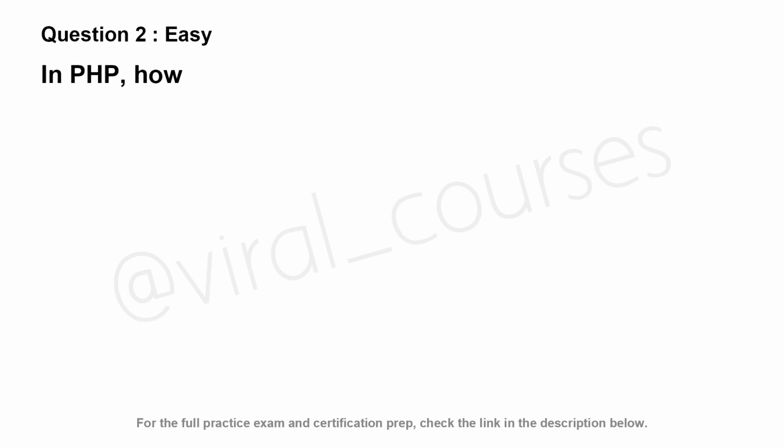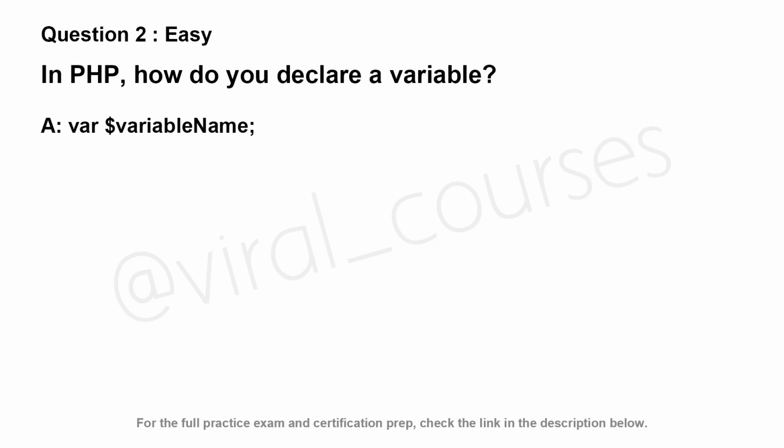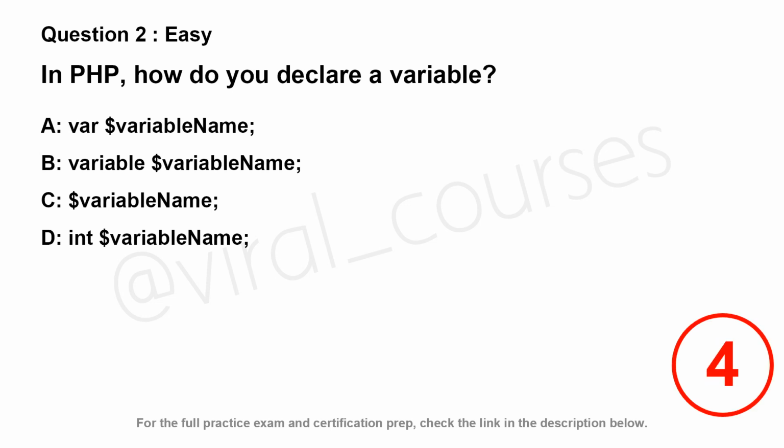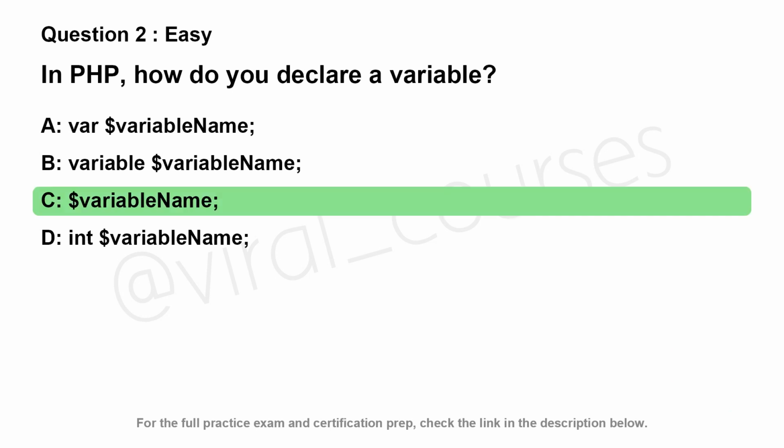In PHP, how do you declare a variable? Option A, var $variable_name. Option B, variable $variable_name. Option C, $variable_name. Option D, int $variable_name. The correct answer is C.